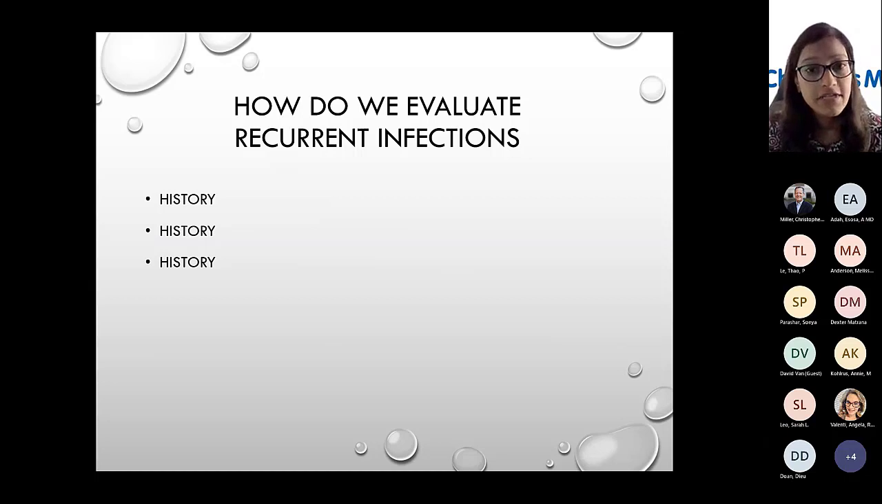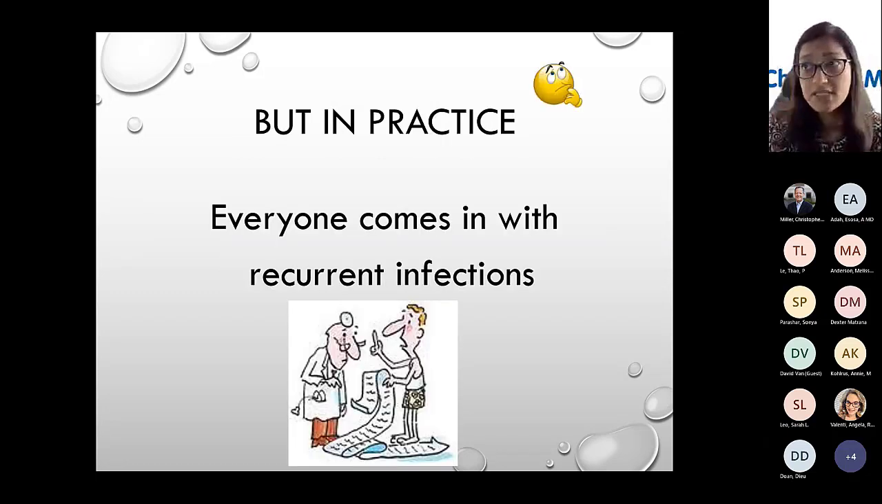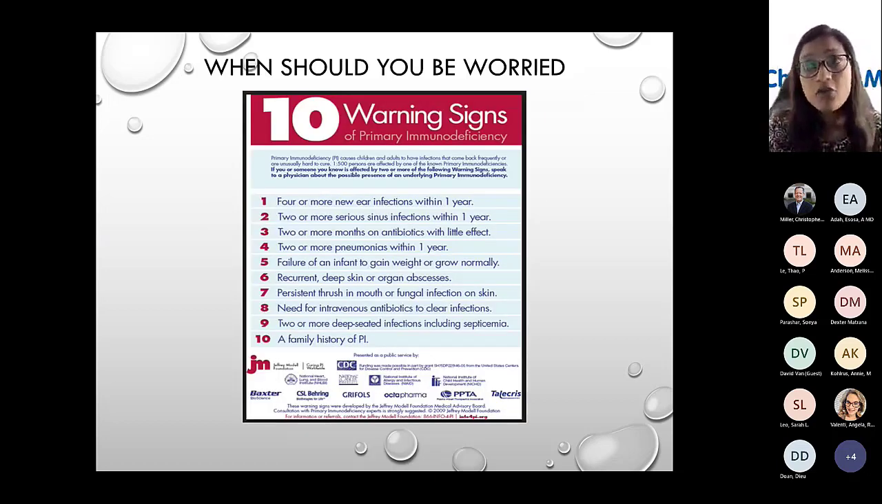So then how do we evaluate these recurrent infections for inborn errors of immunity? So as the slide suggests, the most important part of the whole evaluation is history. What kind of infections and where are these infections? How frequent are these? And were there any other conditions that could predispose to those infections? So all that plays a really big role in what we do, how we evaluate these patients. In practice, really everyone comes into our immunology clinic with recurrent infections. So how do you know which ones to focus on, which patients should get evaluation?